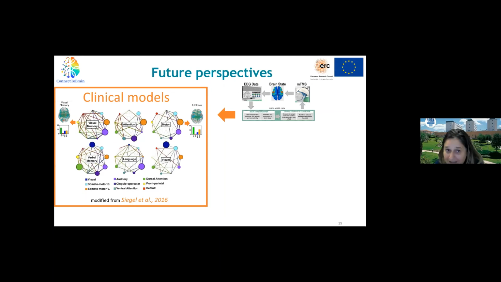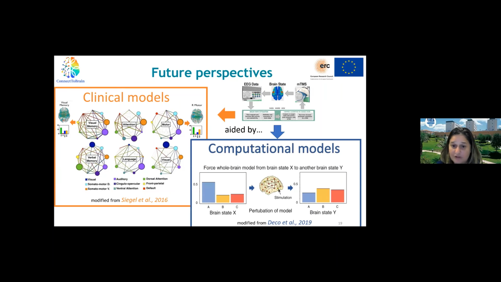So as a final and future perspective, of course, we need more, as we were discussing before, and we will also discuss in the next talk. We need more understanding of what the clinical models in terms of brain networks are, so that we will be able to focus our attention not only on the motor network, but also on other important networks that will be the target of our stimulation in the future.